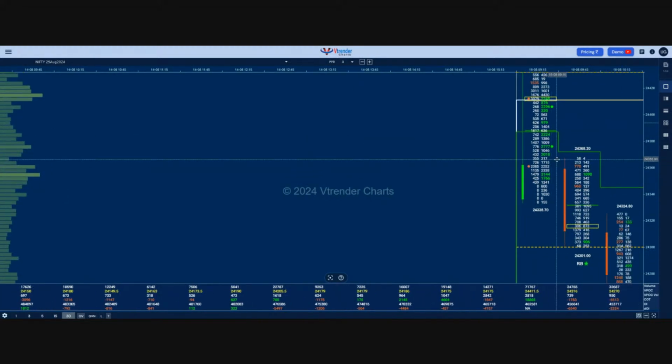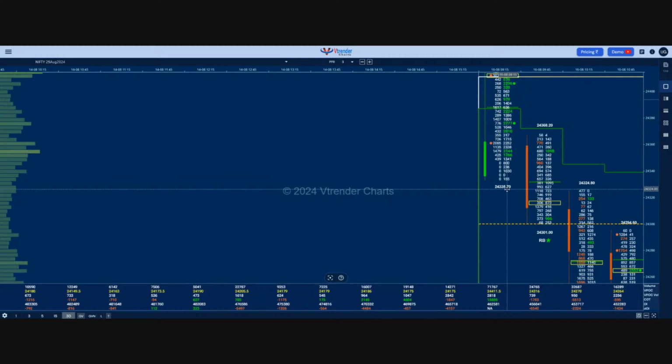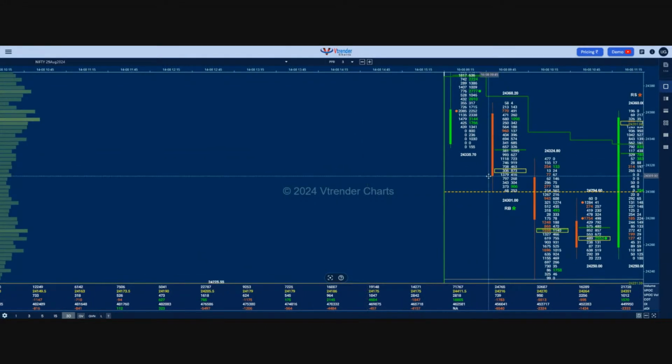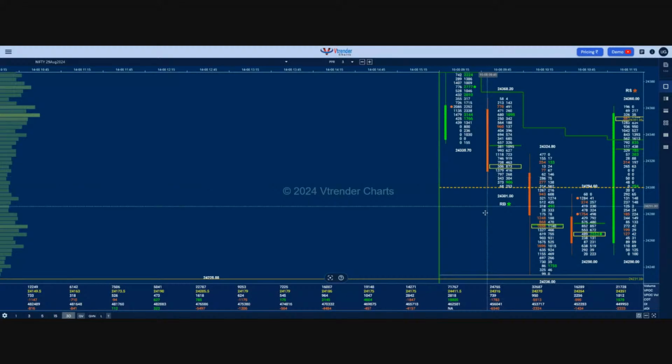So once we made this, it was very clear that we are getting a seaside extension and we were looking to trade this seaside extension. And we had an extension handle at 24291, which was our initial target. And when we saw the COT turning red, we were looking for more downside.